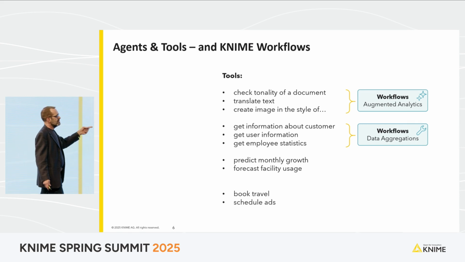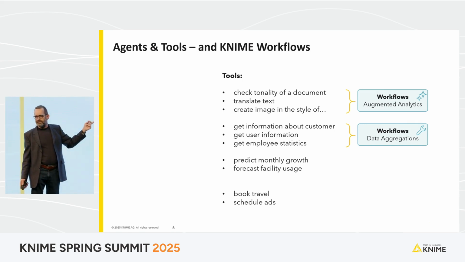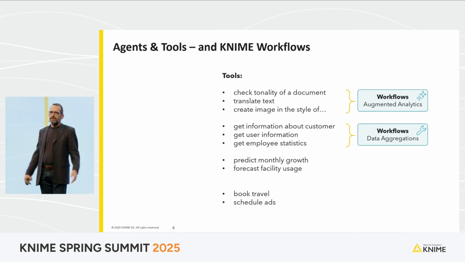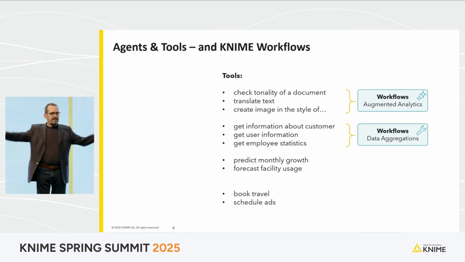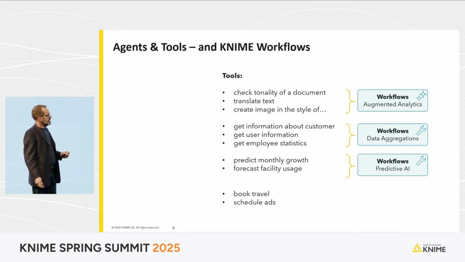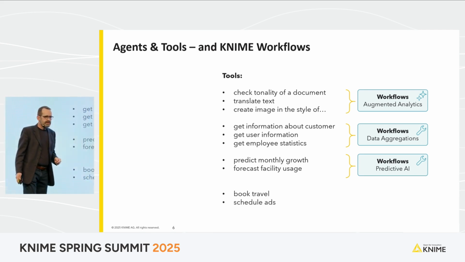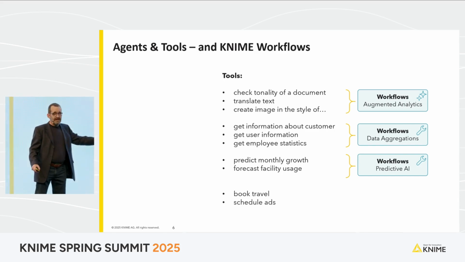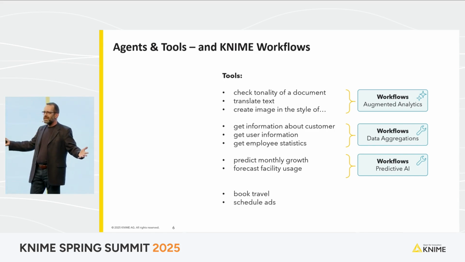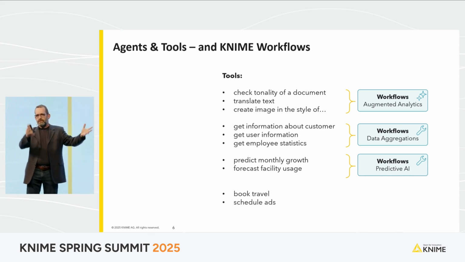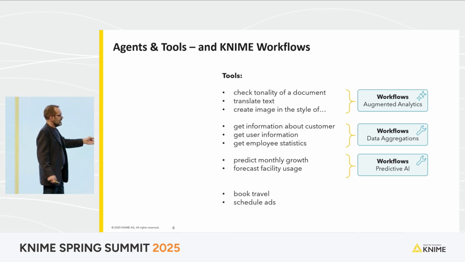These types of tools are standard data aggregation type stuff, and we'll see some examples of that anyway. Getting information about a customer is a workflow that's reaching out to Salesforce, HubSpot, Zendesk, a couple of tools, and puts this together and says, here's all of the information we have about that customer. This is predictive AI, predicting monthly growth, forecasting facility usage. The people in this room, or online, that care about this type of stuff have already built workflows that do this, right? So you essentially take this workflow, turn it into a tool, which is just take the workflow and upload it somewhere so it can be used by agents.